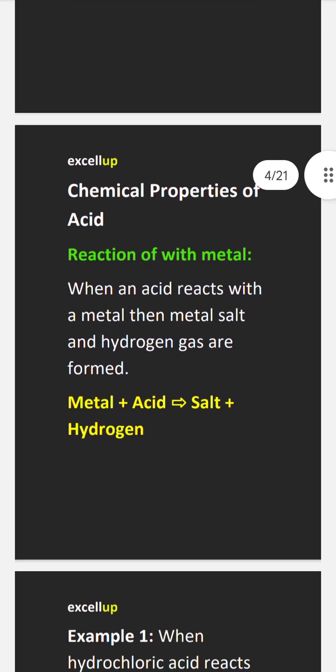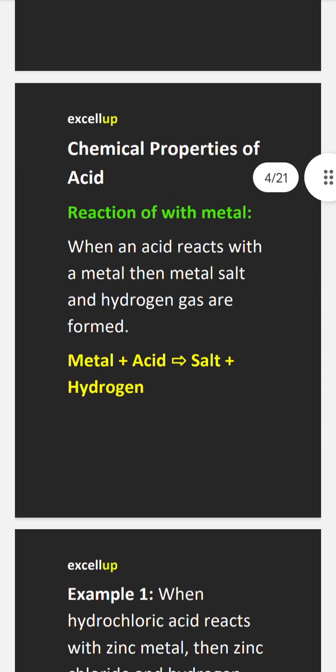Chemical properties of acid. In chemical properties, you need to learn about the reactions of acid with metal, with carbonates, and with hydrogen carbonates or bicarbonates. So let us see the reaction of acid with metal. What happens when an acid reacts with a metal?